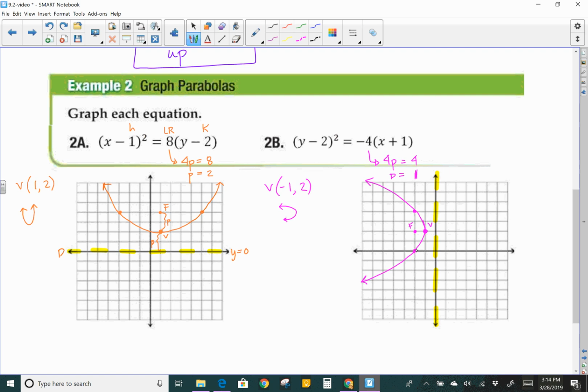How long is my lattice rectum? 4 units. Where's my focus? Negative 2, 2. Vertex, negative 1, 2. This is my directrix, which is x equals 0, which is opposite from y equals 2.